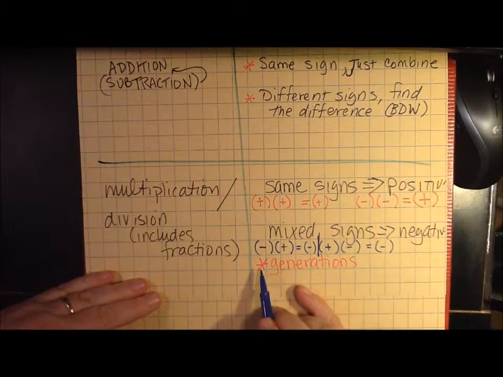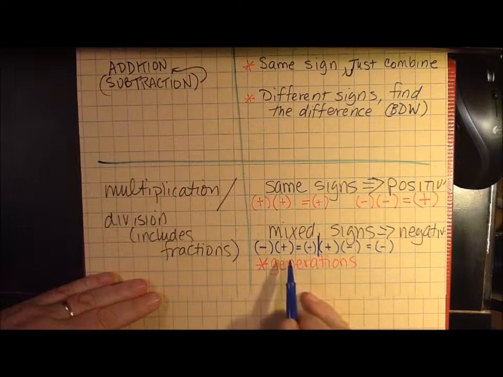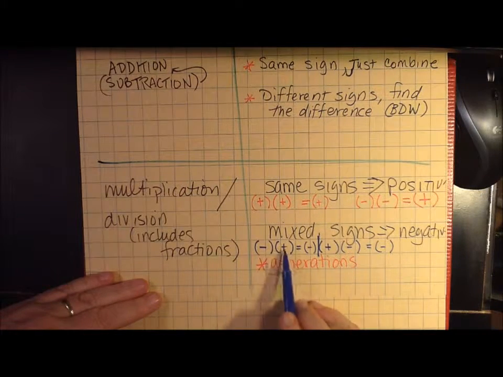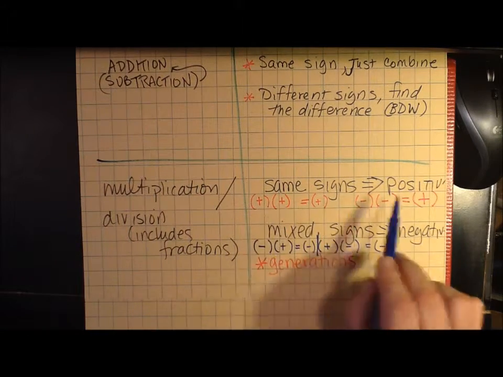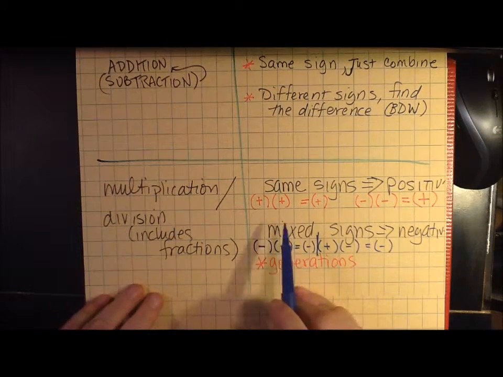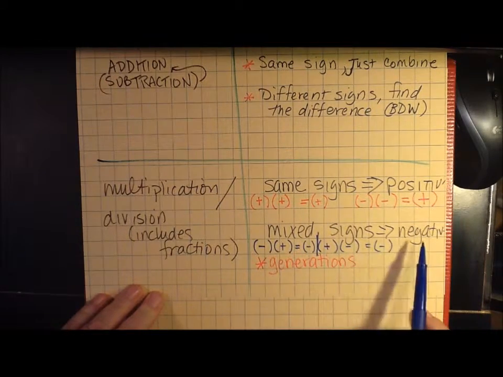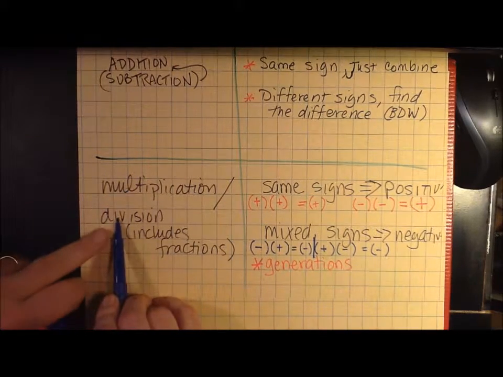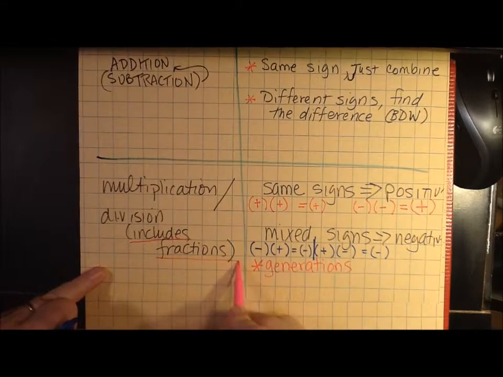Down here I have a star in the word generations, and I'm going to talk about that a little bit when I do the homework. Keeping in mind that mixed signs, only if you're down to 2 factors will that be true. But generally speaking, for what we're doing here, same signs are positive, mixed signs are negative. That's for multiplication and division, and please, oh please, oh please remember that division also includes fractions.